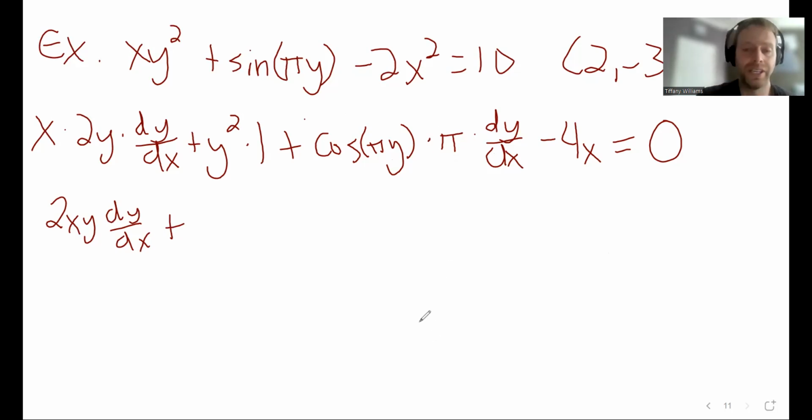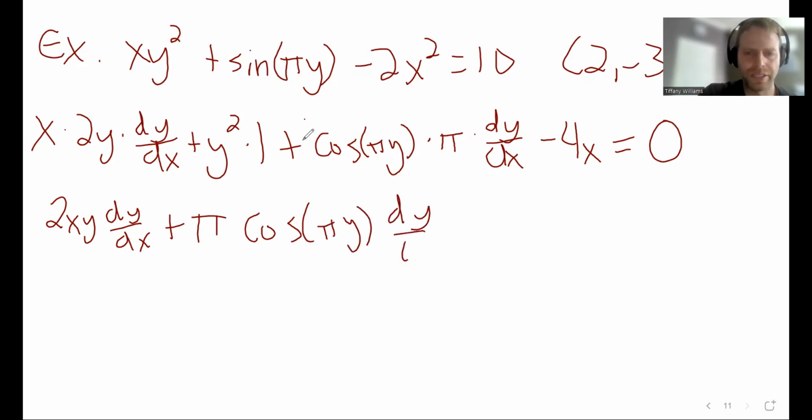I'm going to take this pi and put it in front of cosine, just to avoid confusion and make sure it's not within the cosine. So it's pi times cosine of pi y dy/dx. I'm going to set that equal to, so the minus 4x is going to go to the other side as well. So I'm going to subtract the y squared times 1, that's y squared. We're going to have it over here. And then I would add 4x. So I'm going to have it as 4x minus y squared.